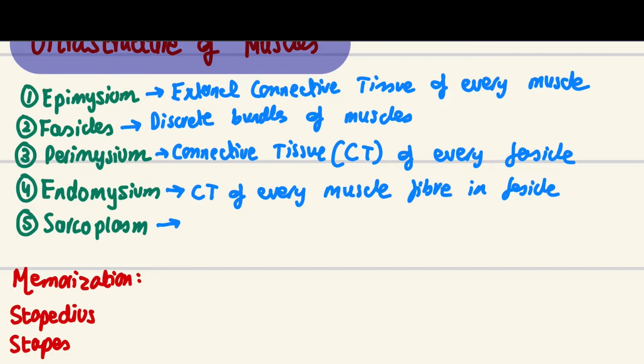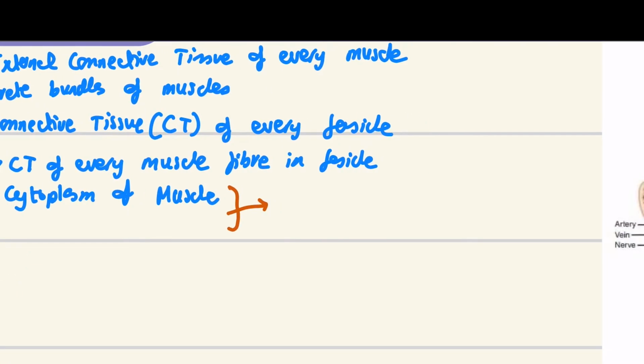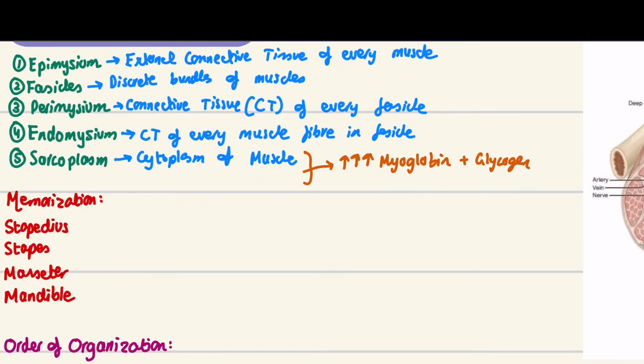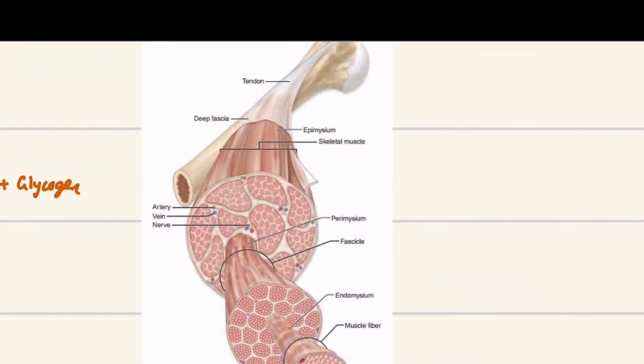Alright guys, sarcoplasm is just a very simple thing, but there's one small thing that I want to tell you. It's basically the cytoplasm of your muscle cells. The reason why this is important, they can ask you this in questions, is that it has an increased amount of myoglobin and glycogen. And this is obviously because of the metabolic requirements of the muscle cell.